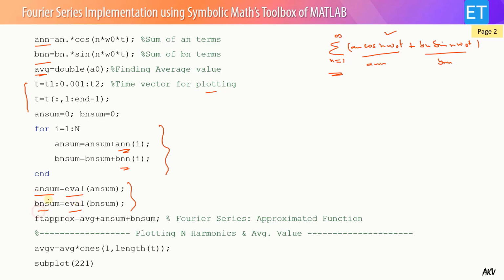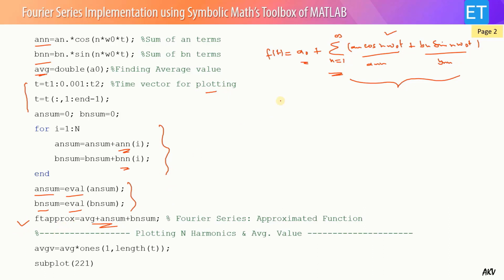So an sum and bn sum are in numbers, and now this whole expression is computed in this line. The average is also added. So that is your Fourier series. ft equal to a0, that is the average, plus an sum and bn sum. So this is your FTA approx.